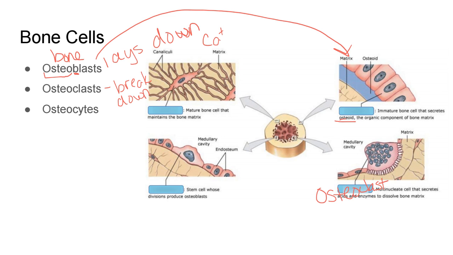The mature bone cells that are sitting in those lacunae, sitting in the lacunae right here, those are the osteocytes. These are the ones that are just maintaining the bone, and they help maintain the bone matrix. These are considered our mature bone cells. We're not going to worry about this last one right here, these stem cells.